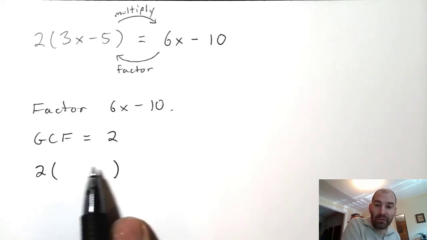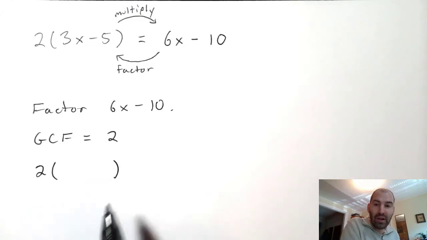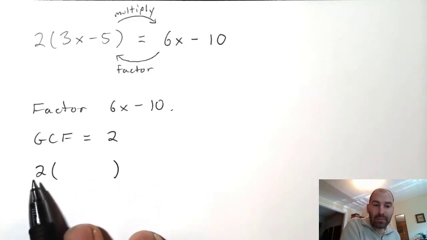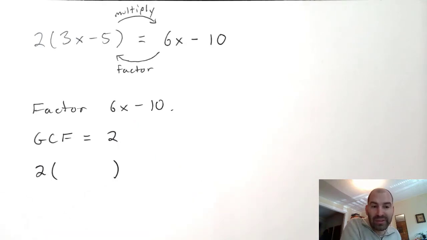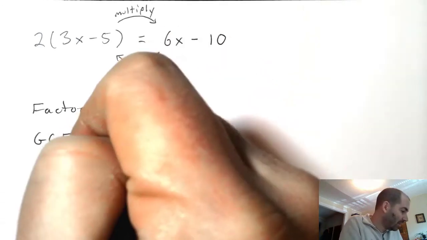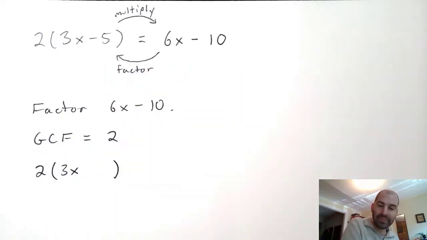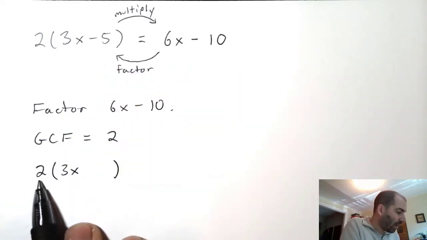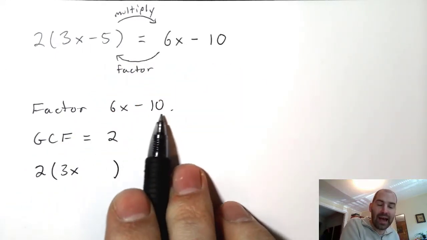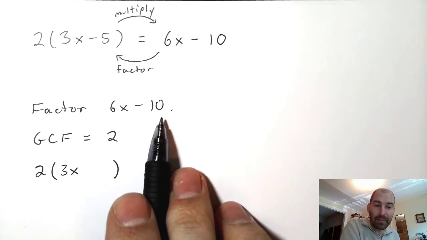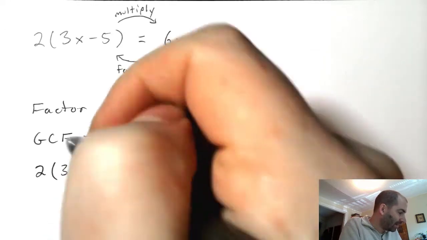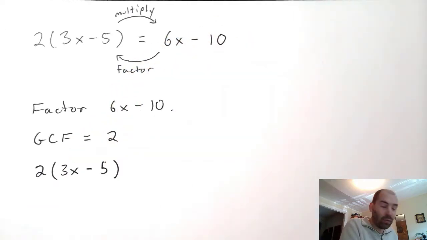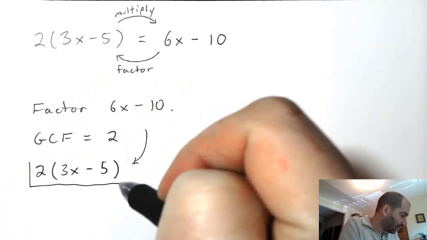2 times what? How do I figure out what goes in these parentheses? Well, I ask myself, what do I have to multiply 2 by to get 6x? Or in other words, what's 6x divided by 2? It's 3x. And then I say, well, what do I have to multiply 2 by to get 10? In other words, what's 10 divided by 2? Well, it's 5. And of course, I need a minus sign here for this to work out. And voila, I have factored this, and this is my answer.